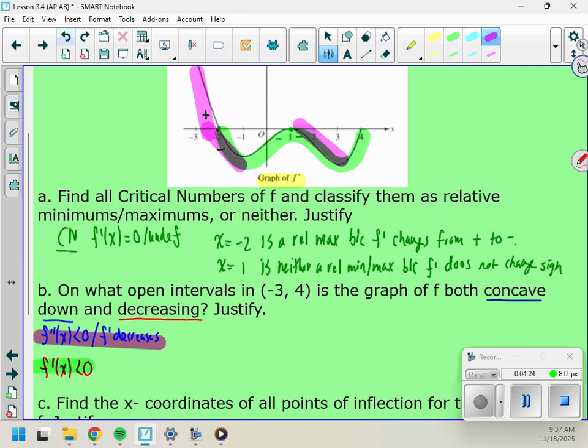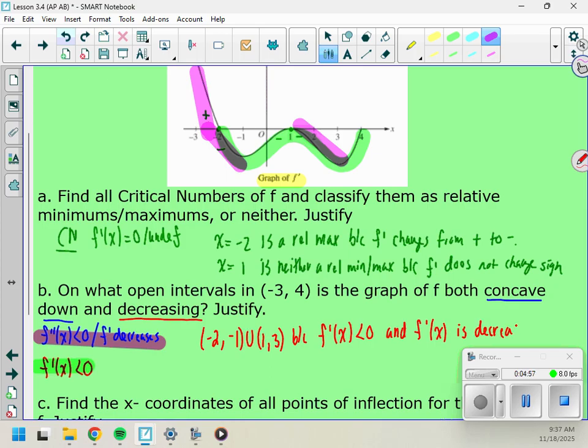When f prime decreases, the slopes are getting smaller. Slopes are getting smaller, of course. So where does that overlap happen? That happens on the open intervals -2 to -1, union 1 to 3, because f prime of x is less than 0 and f prime of x is decreasing.